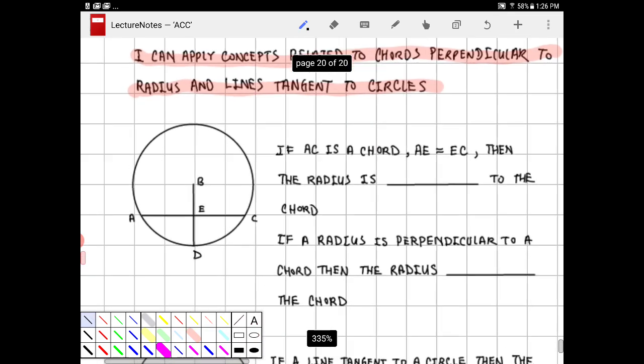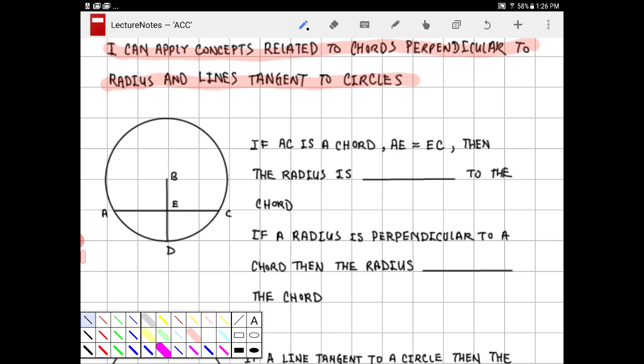So I want you to observe with me for a moment, okay? I have this situation where if AC is a chord where AE is equal to EC, then the radius is going to be blank to the chord, okay? Now, keep in mind, what exactly is a chord? A chord is a line drawn from one part of a circle to another, so AC here is the chord.